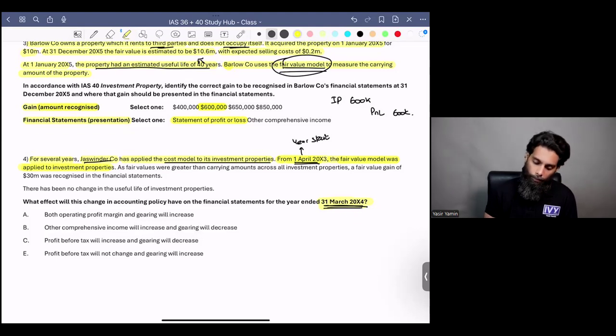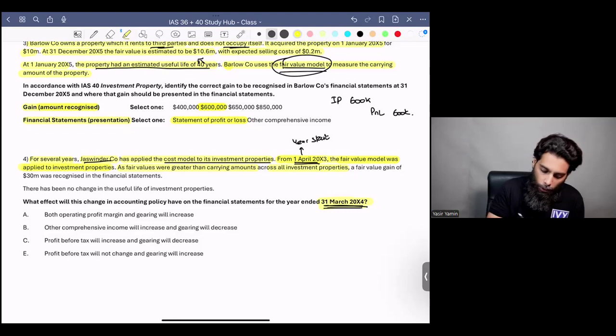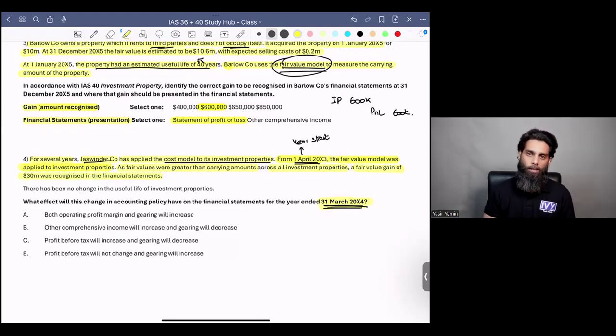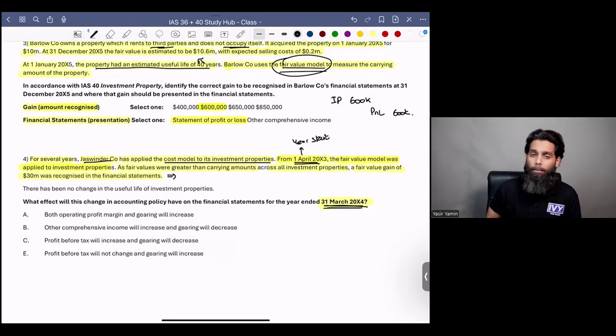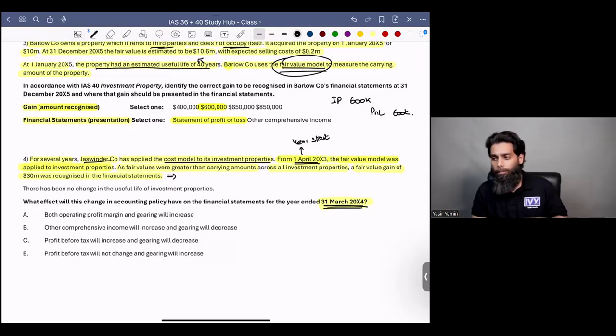Examiner is saying as fair value was greater than carrying amounts across all investment properties, a fair value gain of $30 million was recognized in the financial statements. Can anybody tell me what would have been the accounting entry for recognizing this $30 million fair value gain? I just told you, by the way, a while ago. I just want you to repeat it.